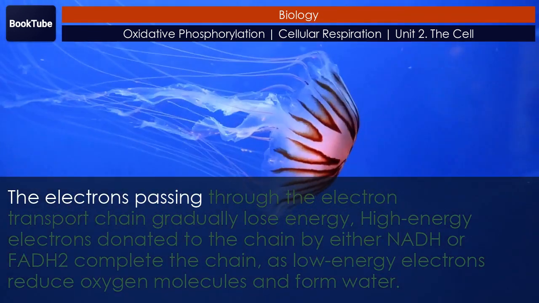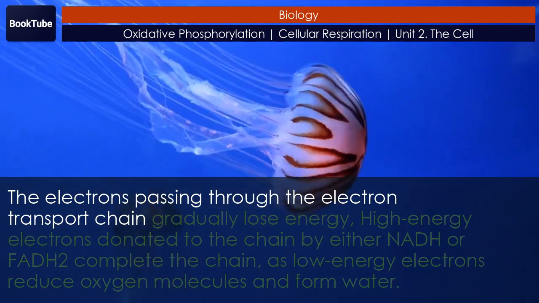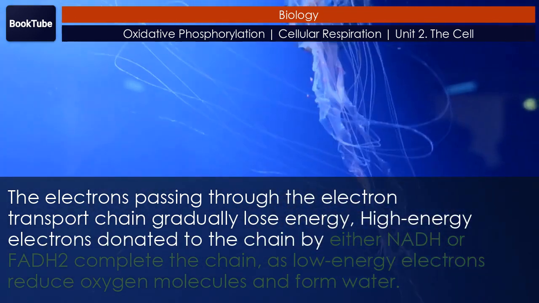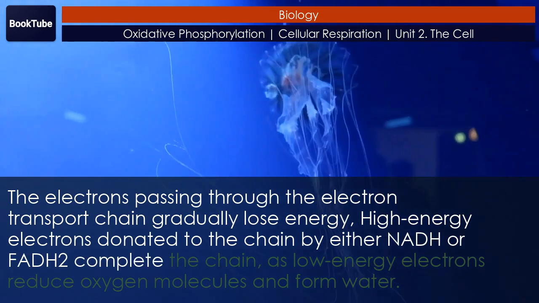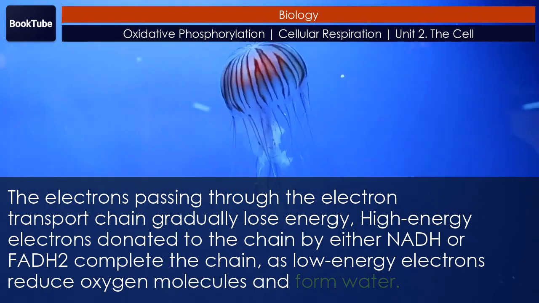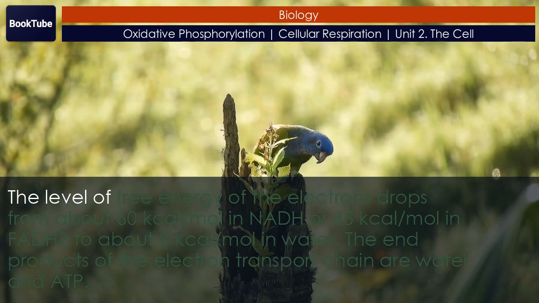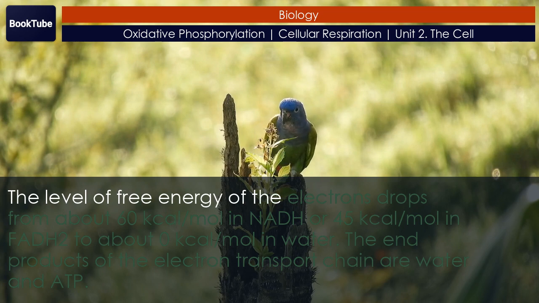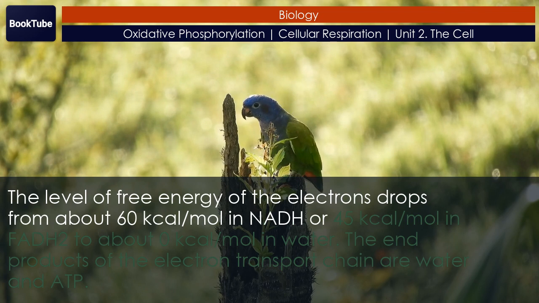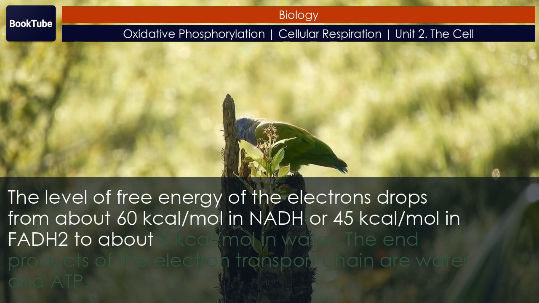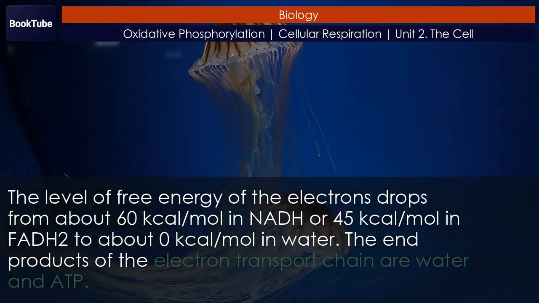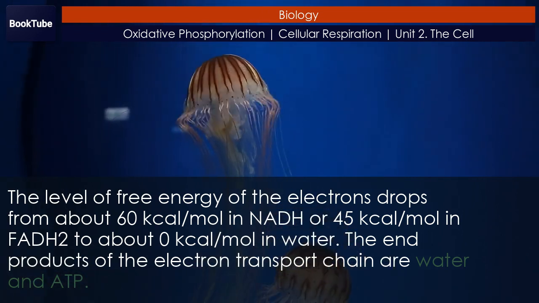The electrons passing through the electron transport chain gradually lose energy. High-energy electrons donated to the chain by either NADH or FADH2 complete the chain. As low-energy electrons reduce oxygen molecules and form water, the level of free energy of the electrons drops from about 60 kilocalories per mole in NADH or 45 kilocalories per mole in FADH2 to about 0 kilocalories per mole in water. The end products of the electron transport chain are water and ATP.